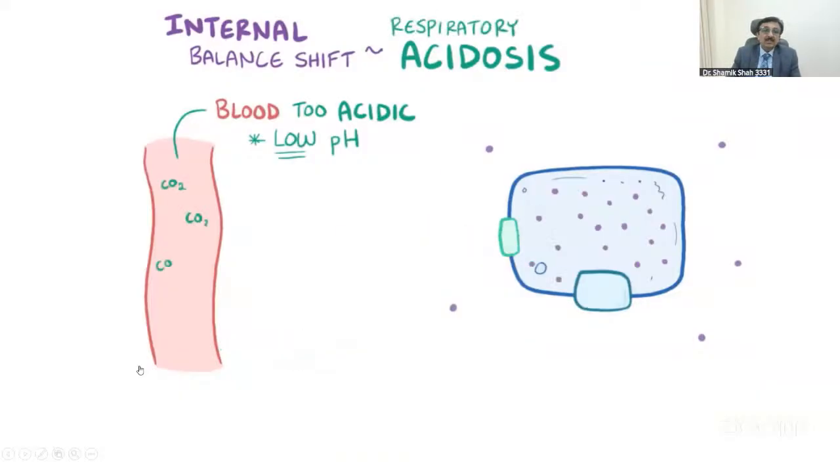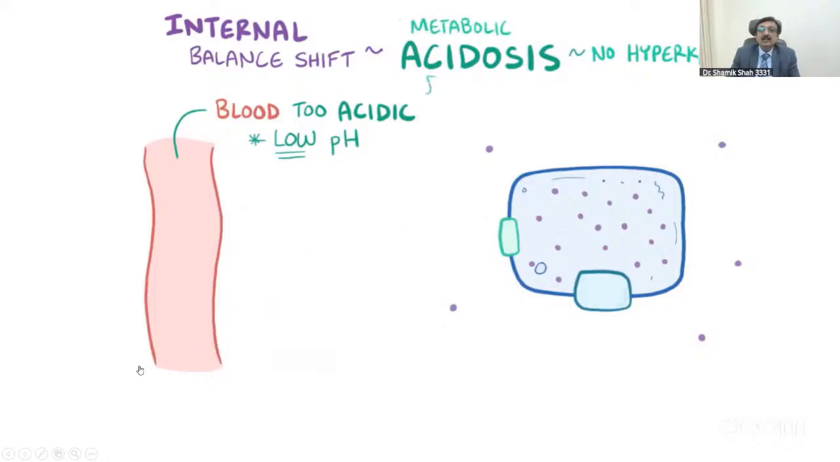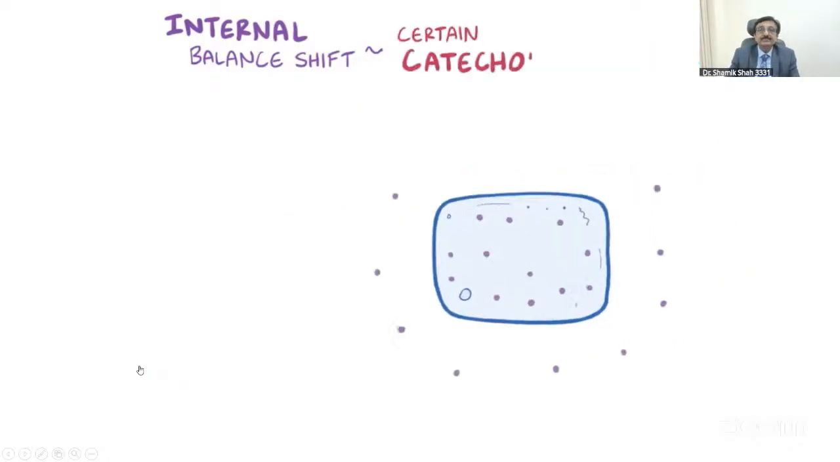Of course, this is not seen in respiratory acidosis because the carbon dioxide in respiratory acidosis is lipid soluble and carbon dioxide moves freely across the cell membrane. So there is no hyperkalemia seen in respiratory acidosis. Even organic acids like lactic acidosis or ketoacidosis also move freely across the cell membrane. So we do not see hyperkalemia in these conditions.